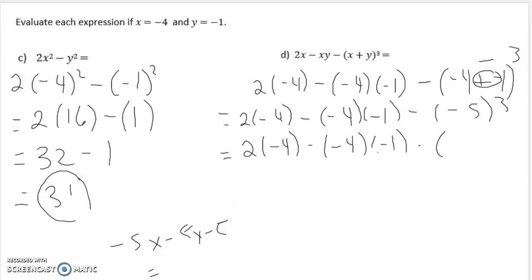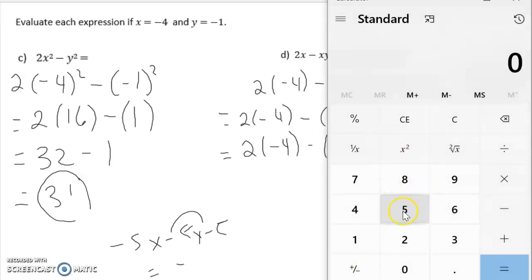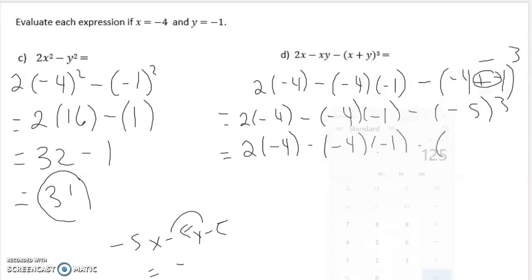So negative and a negative make a positive, and then positive times another negative is a negative. And then in your calculator, you can do it. 5 times 5 times 5, and that gives you 125. So we know it is -125, and that was a minus sign. Okay, so our next step is multiplying.